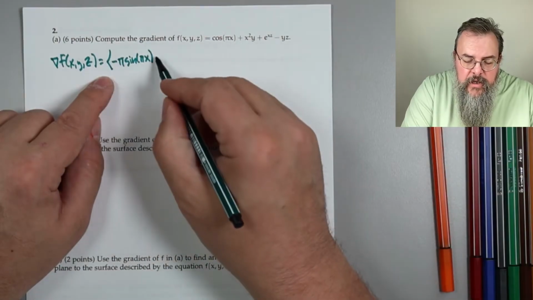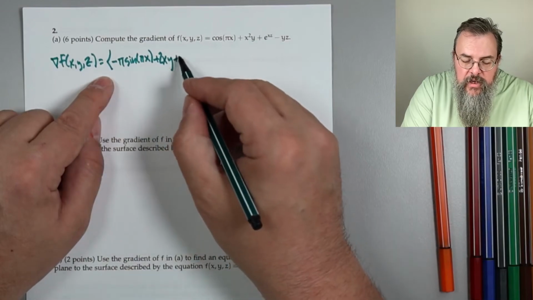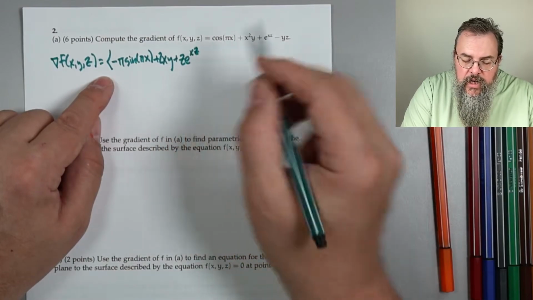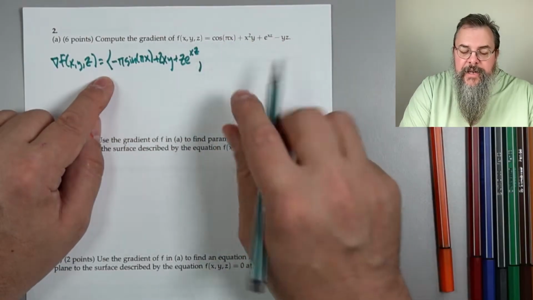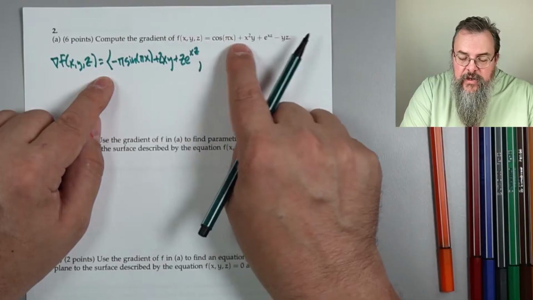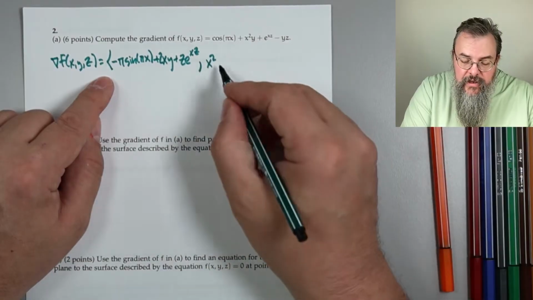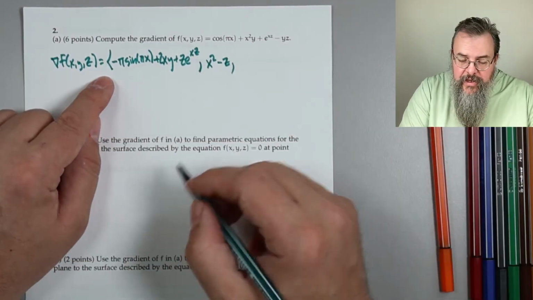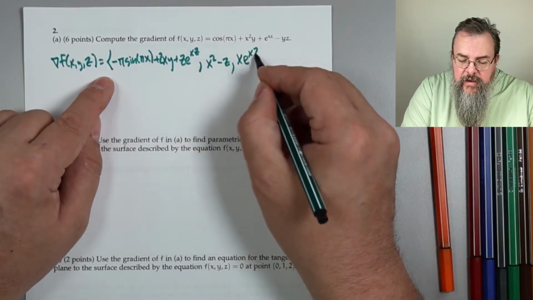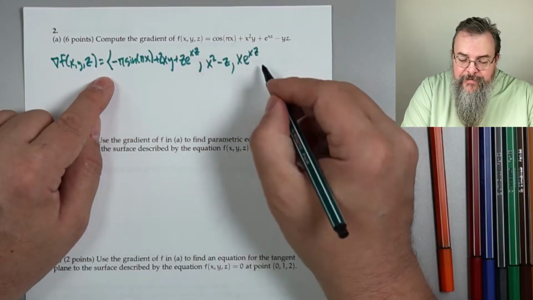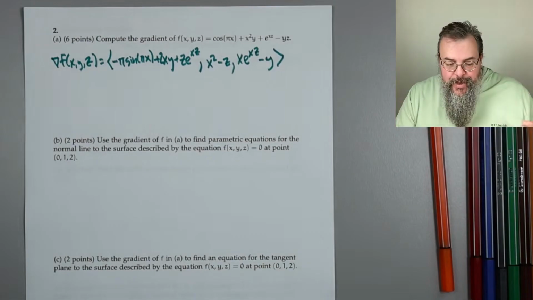Derivative of x squared y with respect to x, 2xy. Derivative of e to the xz will be z e to the xz, because we're treating y and z like constants. That won't be anything. Comma. Now take derivative with respect to y. 0, x squared, 0, minus z. Now take derivative with respect to z. 0, 0, x e to the xz, and minus y. And there's our gradient.